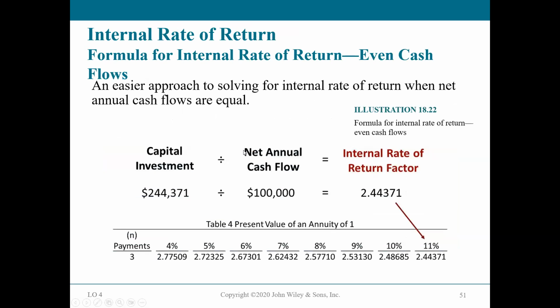An easier way to approach this is when the net annual cash flows are equal. If they are equal year after year, we can take our capital investment divided by our net annual cash flow, and that determines our internal rate of return factor, which we can then look up in our present value of an annuity table. That'll tell us the interest rate based on the number of payments. So we know that this is 3 years, so we look at where n is 3 and look across at the percentages until we get to a factor that matches this calculation. So one nice thing is if they're equal net annual cash flows.